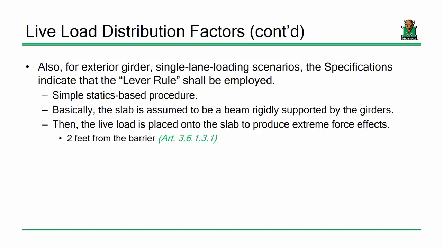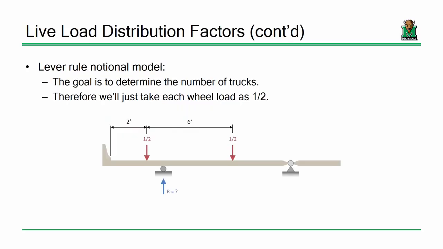All right, so let's talk about that lever rule. So the lever rule is sort of a statics-based procedure to get the distribution factor on a given girder. And here's what happens. So I'm going to skip ahead to the next slide. So let's say you've got a slab. Let's say here's your barrier. Now, this is going to be your exterior girder. This is the girder that's next over. So the distance between here and here, that's your girder spacing, right? So here's what I'm going to do. I'm going to assume this is a hinge. I'm going to put my truck on the bridge.